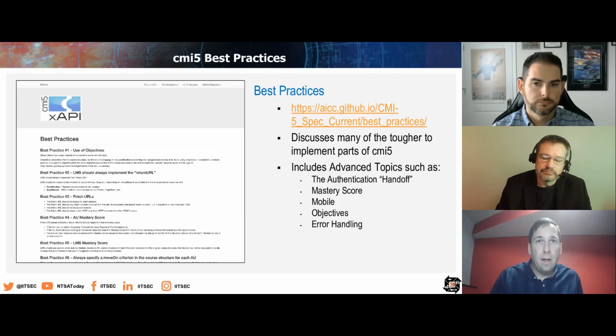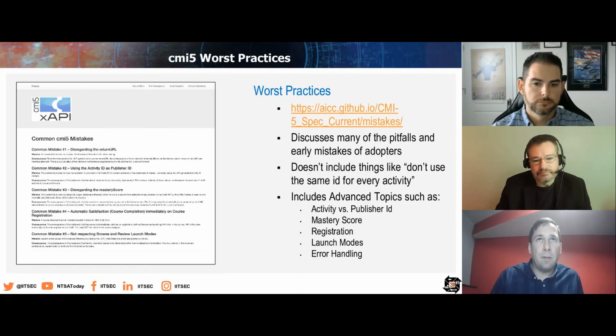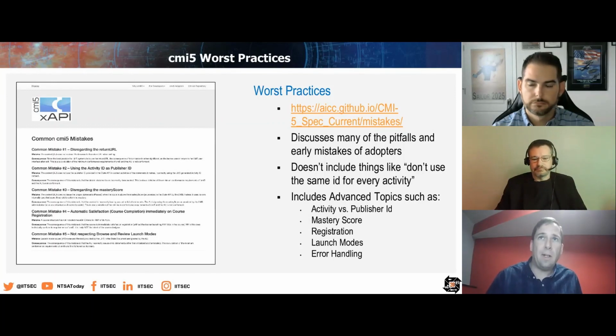that exist. And of the two resources that I mentioned, my favorite is the worst practices. This resource really highlights some of the real mistakes that people, even in the group, have made, and it addresses some of those pitfalls and early mistakes that adopters are going to make. Now, this doesn't include silly things like, oh, I'm just going to use the same activity ID for every activity so it can pass a test.